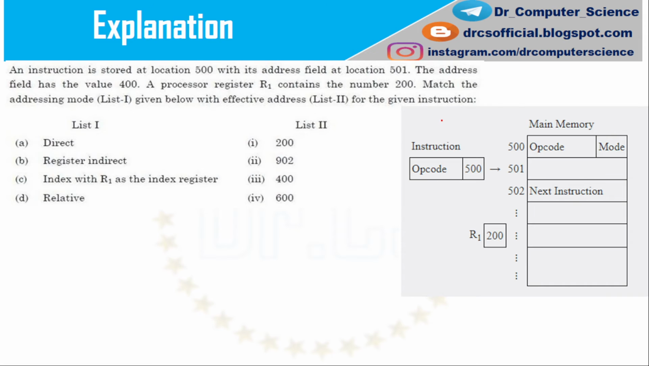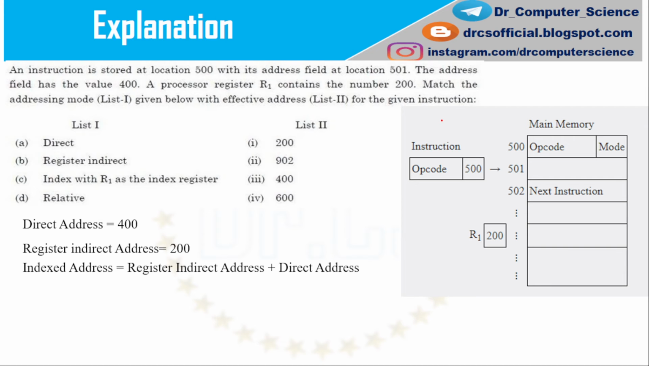We draw the diagram like this. In this question, the address field has value 400. It means the direct address gives 400. So option A matches with 3. And for register indirect, the processor register R1 contains the number 200. That means the register indirect address is 200. And the index address is the register value plus the direct address. That means 200 plus 400 equals 600.